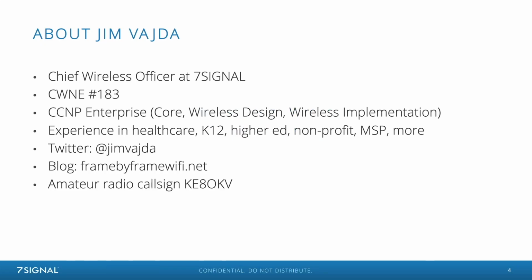So real quick about me. I'm the Chief Wireless Officer here at 7Signal, and I'm a CWNE. Right now I'm working on renewing my Cisco CCNP Enterprise, but I'm a wireless network engineer. I've been doing this for around 10 years now.